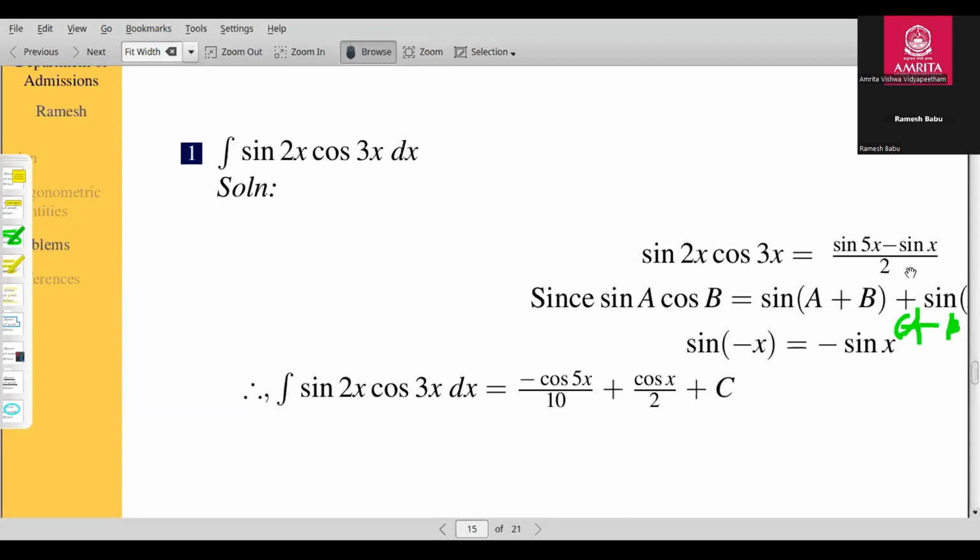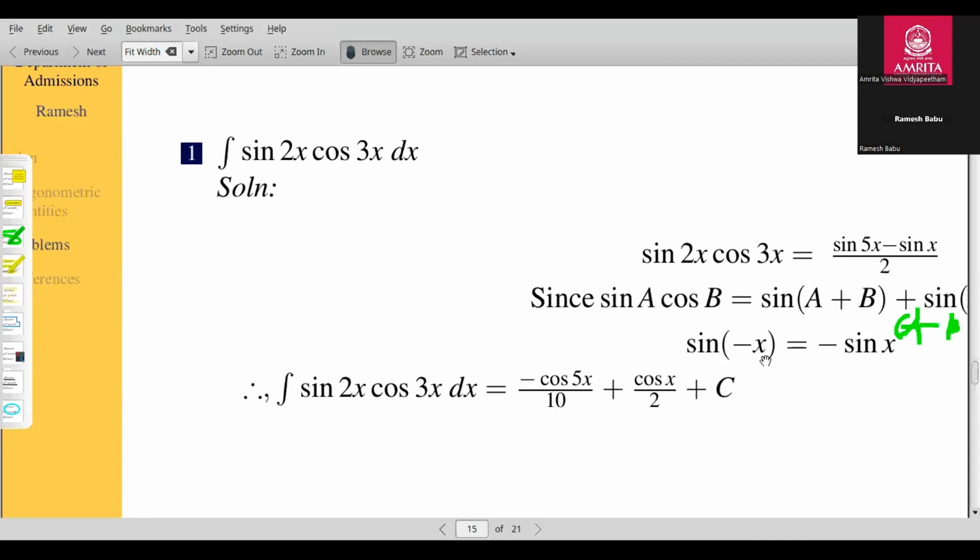Once I get all these values, integrating directly, the integration of sine 5x becomes minus cos 5x by 5; 5 twos are 10. Here, integration of sine x is minus cos x. Already a minus sign is in the middle, so minus into minus is plus cos x by 2. Plus C is the integral constant.